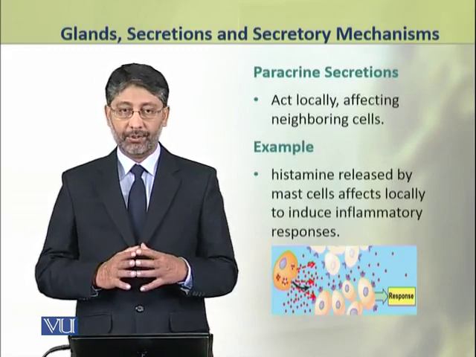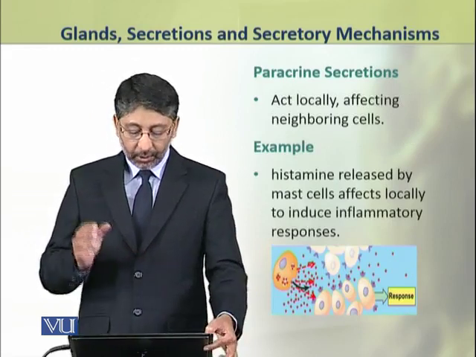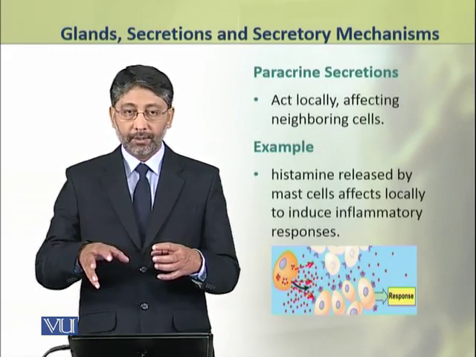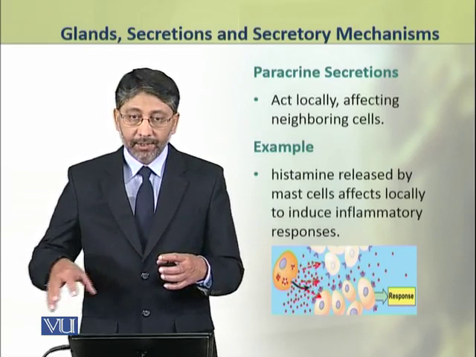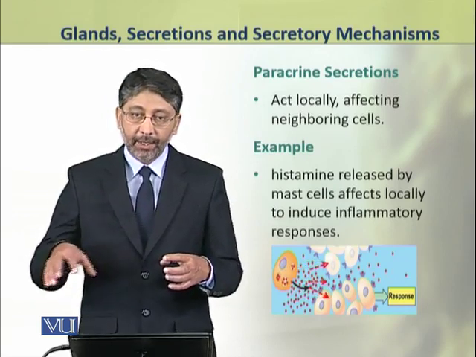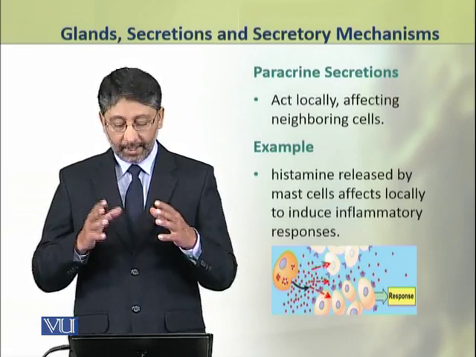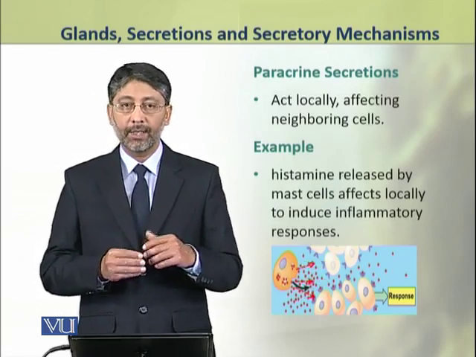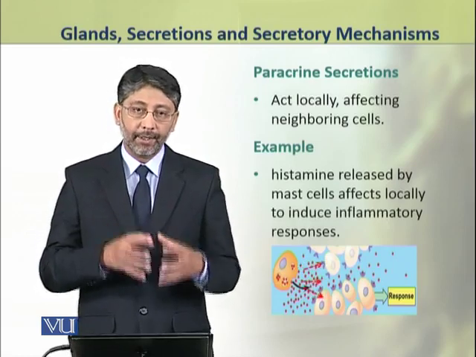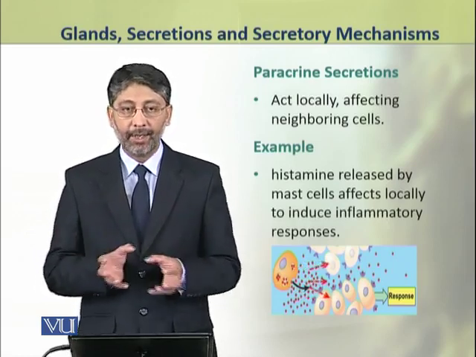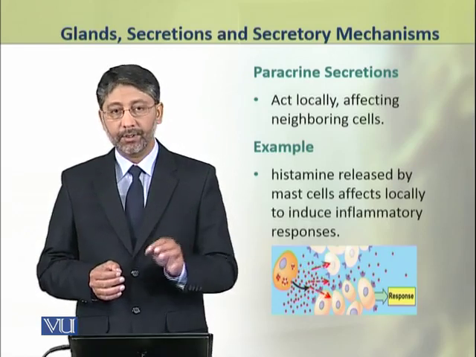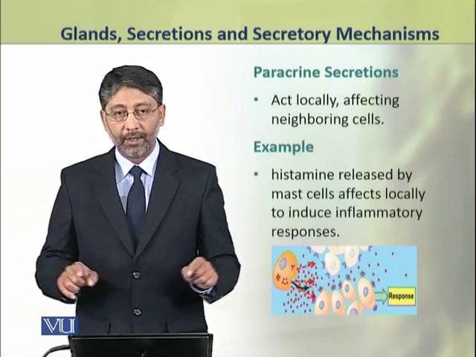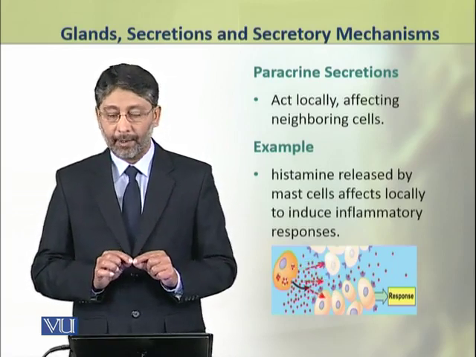The paracrine secretions act locally. They are produced by a cell and they affect the cells of nearby neighboring area. The example of paracrine secretions comes from the histamine, which is released in an inflamed area and induces inflammatory response by the cells affected by some type of inflammation.